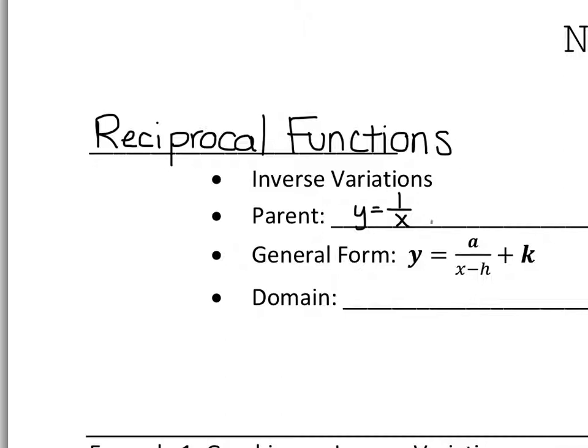Now, for that parent function, y equals 1 over x, what can x not equal? There's one value that it will never be. 0. Why? Because what can equal 0? It's a real number. Why can x not be 0? Why is it particularly that it can't be 0? You can't have 0 in the denominator. No straight lines. So it can't be 0 in the denominator.